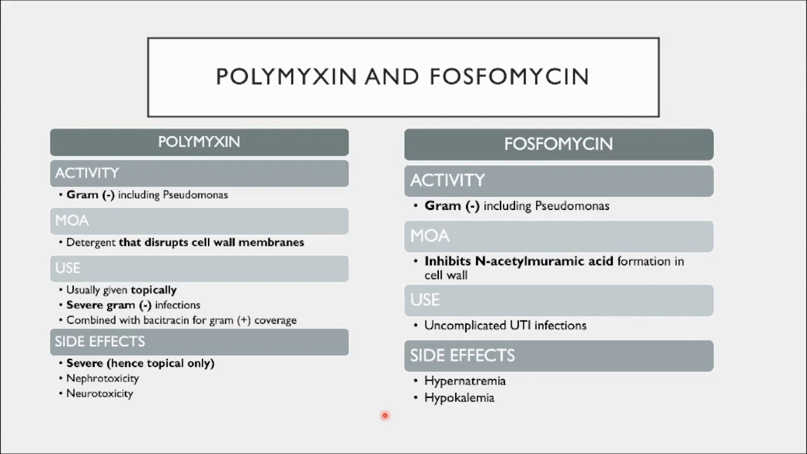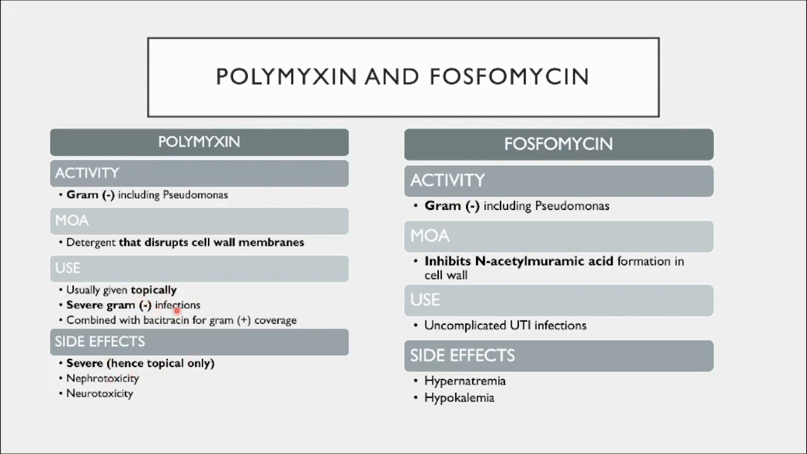Polymyxin and phosphomycin are the last of the outer antibiotics. Polymyxin only works on gram-negatives. It targets the cell membranes and disrupts them. However, we also have cell membranes in our cells, so you can only give this topically. It's going to cause really bad reactions if you give it systemically: nephrotoxic, neurotoxic.